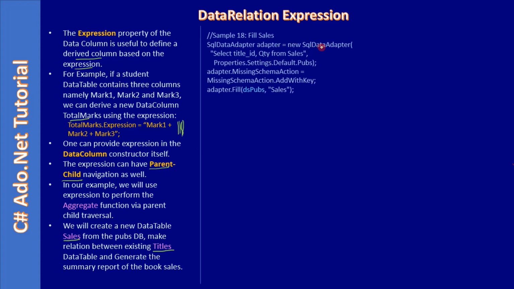Now here if you see, we are creating the SQL data adapter. By this time you are well known about this SQL data adapter. So here we are forming the select query and our connection is pubs, right? After that we are making use of missing action add with key to make use of primary key based retrieval. After that we are filling this sales table to the dataset dsPubs.